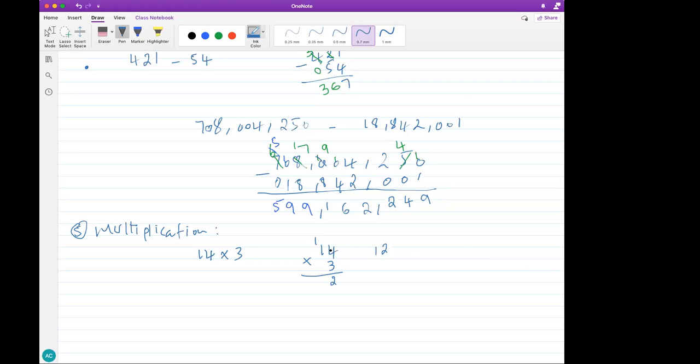Then, so we did multiply this, now we're going to multiply this as well. So 3 times 1 is 3, and you add the carryover. 3 plus 1 is 4. That's pretty simple. Depending on how many digits you have here.